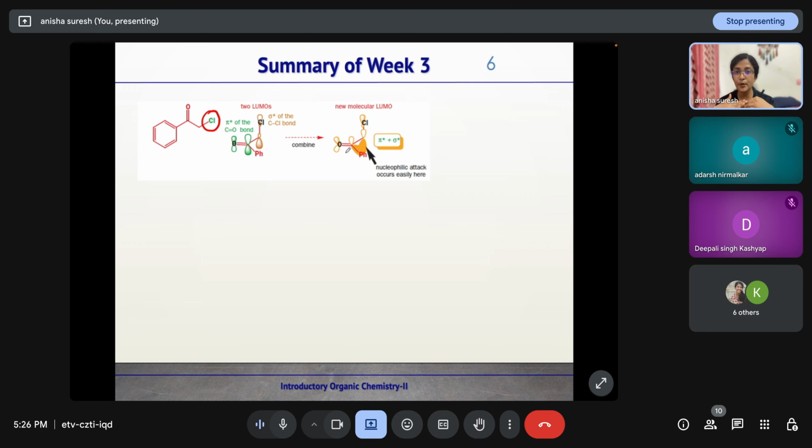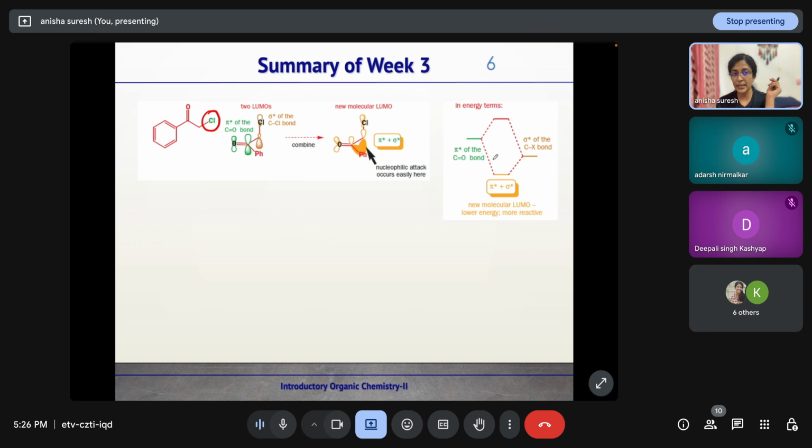Because of this overlap of the pi star orbital and the sigma star orbital, the nucleophile is not attacking in an SN2 fashion. It will attack at this center where the energy will be lower, and it will lead to formation of the product. Okay. So this is the pi star orbital of the C=O bond, and this is the sigma star of the C-X bond. Ideally, if we do not consider this overlap, then the nucleophile can attack the sigma star orbital of the C-Cl bond, and the Cl will leave and the nucleophile will come there.